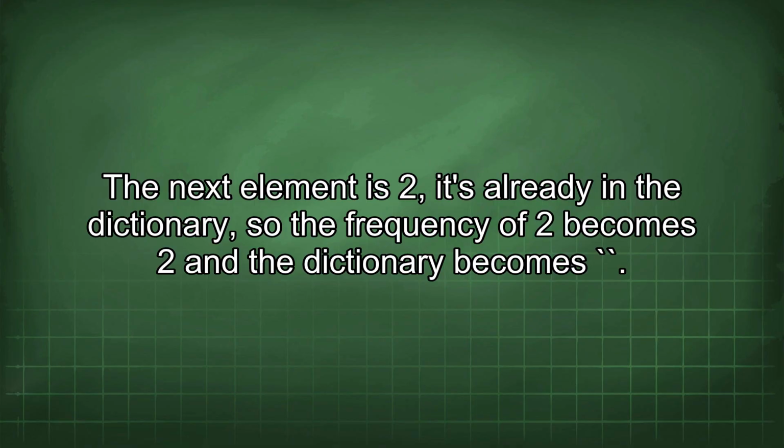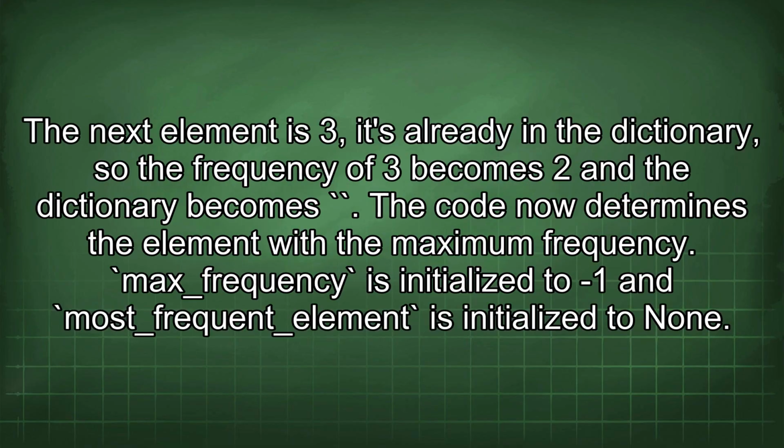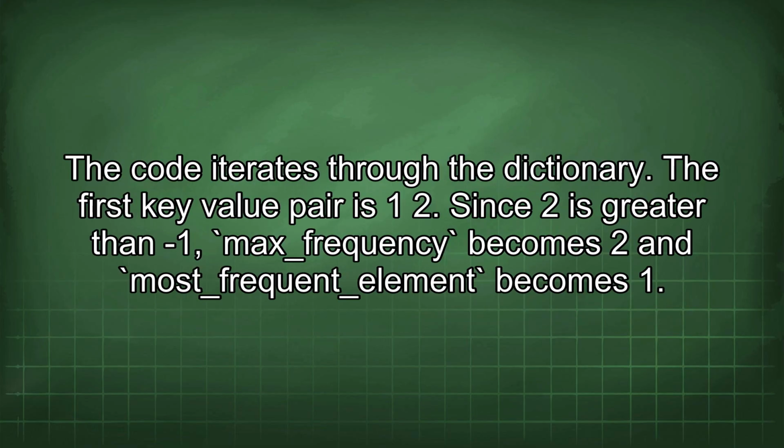It's already in the dictionary, so the frequency of 2 becomes 2 and the dictionary becomes {1: 2, 2: 2, 3: 1, 4: 1}. The next element is 3. It's already in the dictionary, so the frequency of 3 becomes 2 and the dictionary becomes {1: 2, 2: 2, 3: 2, 4: 1}. The code now determines the element with the maximum frequency. Max frequency is initialized to -1 and most frequent element is initialized to None. The code iterates through the dictionary.